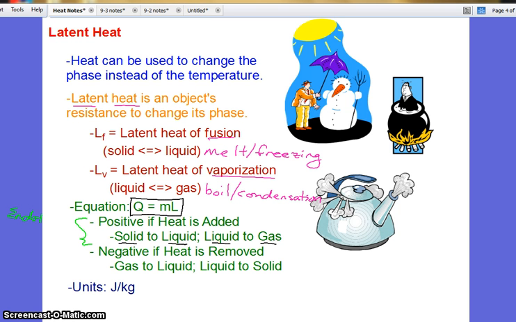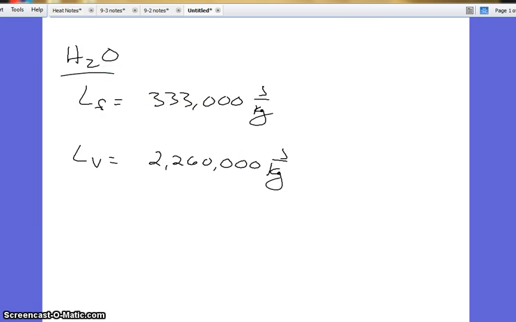So it is endothermic, endo meaning enter, if the heat is added or positive. We have negative latent heat if heat is removed. In other words, going from a gas to a liquid or a liquid to a solid. And we refer to this process as exothermic. Heat exits the substance, and so it is exothermic if heat is removed. So again, these values can be positive or negative, depending on if it is endothermic or exothermic, depending on if heat is added or removed.